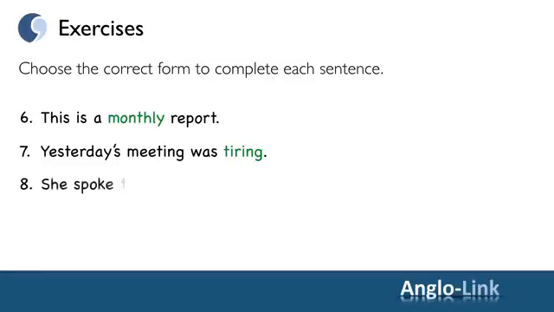Number 8. "She spoke to the child." We're looking to describe the verb speak. Therefore, we need an adverb. Lovely is an adjective. Therefore, the correct answer is lovingly. She spoke to the child lovingly.